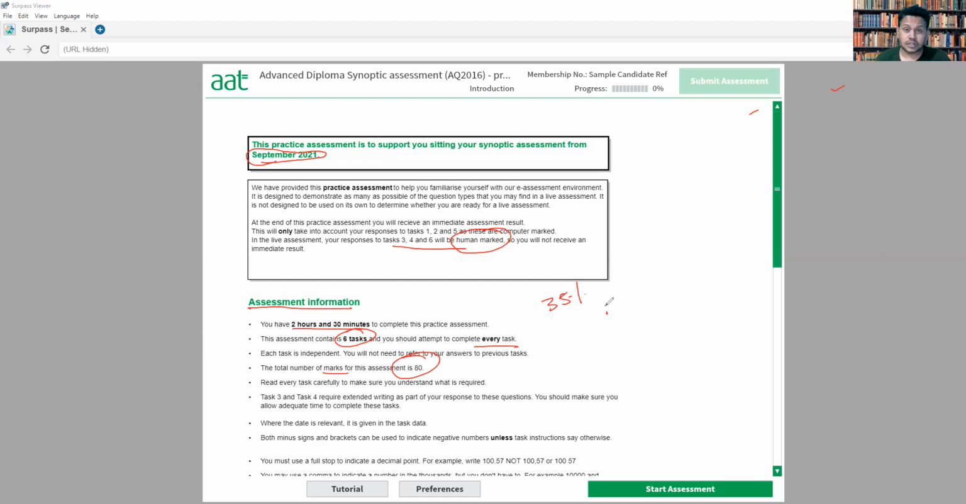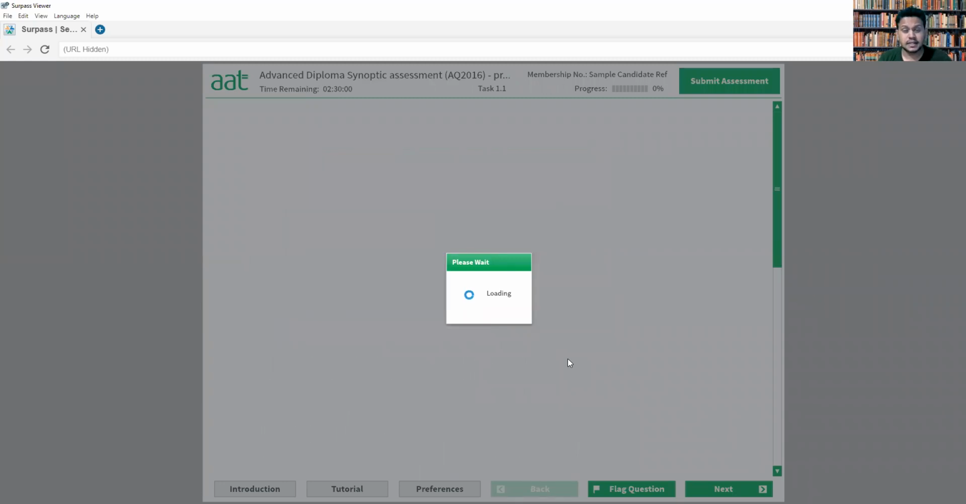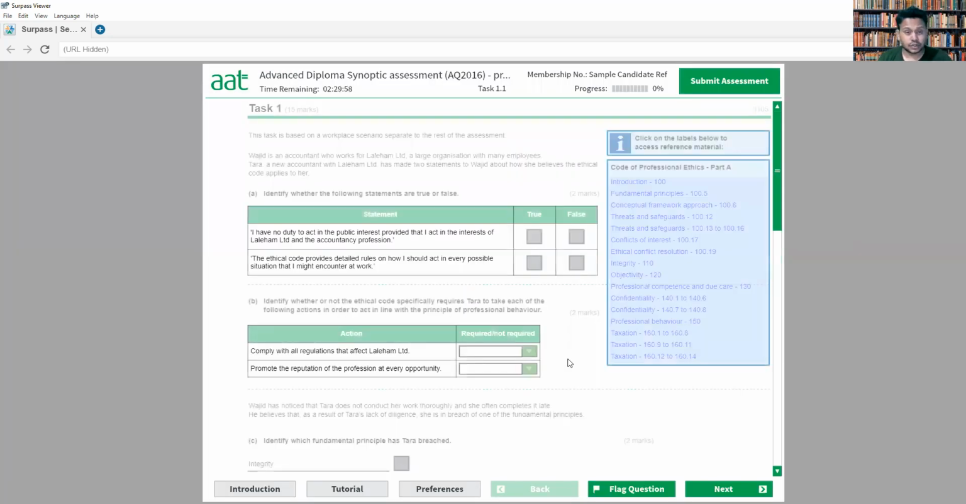When we talk about Synoptic, that means you have already done a few papers. We have already passed a few papers. So let's have a look at what we have here. Let's start the assessment, and let's see how we can solve this. If we start the assessment, the first thing we will see here is the task. So let's have a look at how many tasks we have in this question.